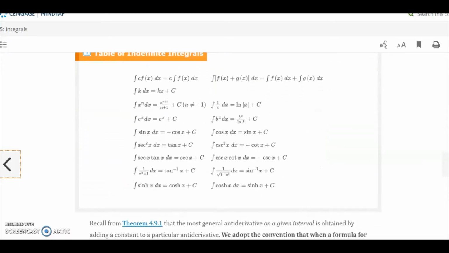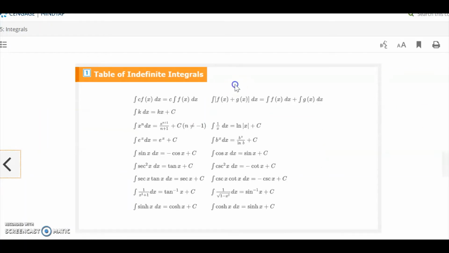They have a nice table here, and this is a great study guide. It has the table of indefinite integrals. So let's go through this all together. We have the antiderivative, or the integral, of a constant times a function. We can bring that constant to the outside.